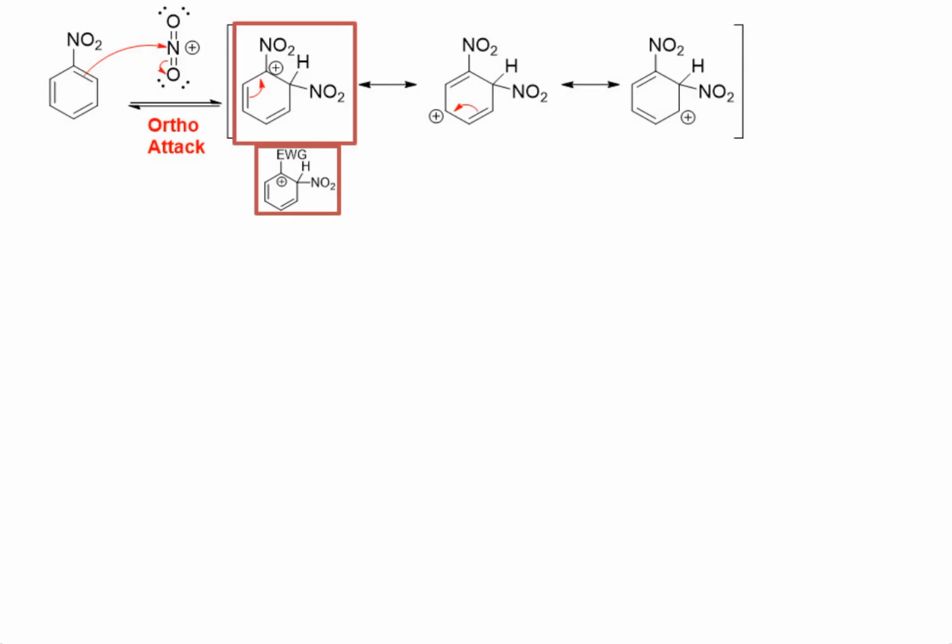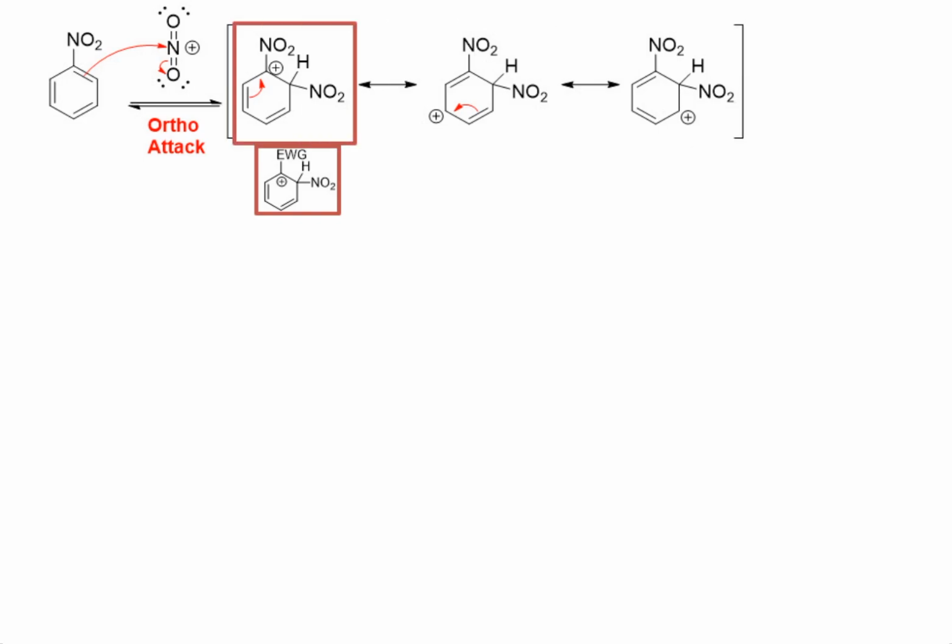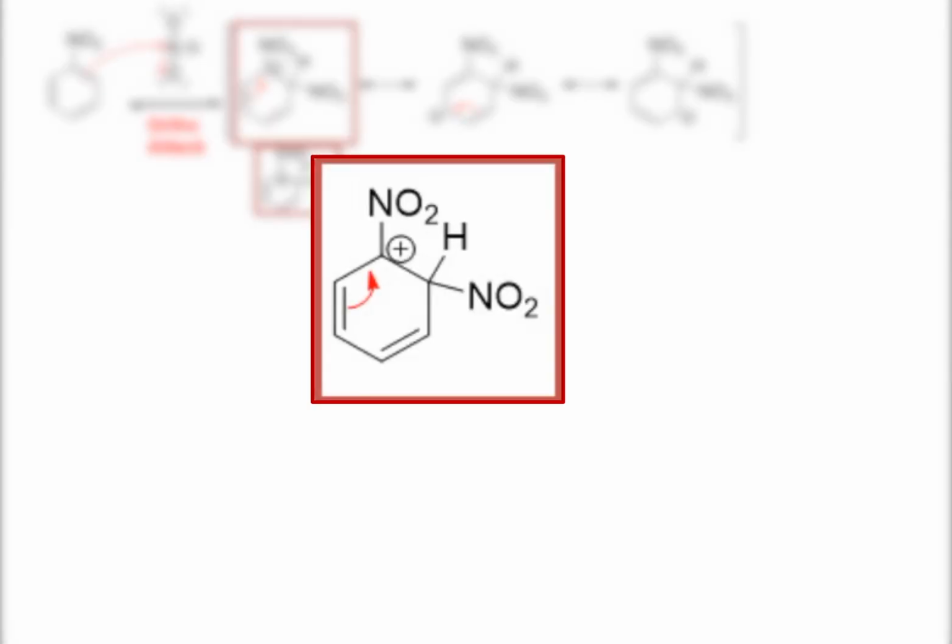So here we have the sigma complexes that we would get when we have an ortho attack. So with an ortho attack, we could draw these three sigma complexes. You'll notice that one of these sigma complexes here is highlighted in red, and that's because this is a particularly unstable resonance form. So if you look at this resonance form here highlighted in red, we have the formal positive charge located on the carbon directly attached to our nitro group.